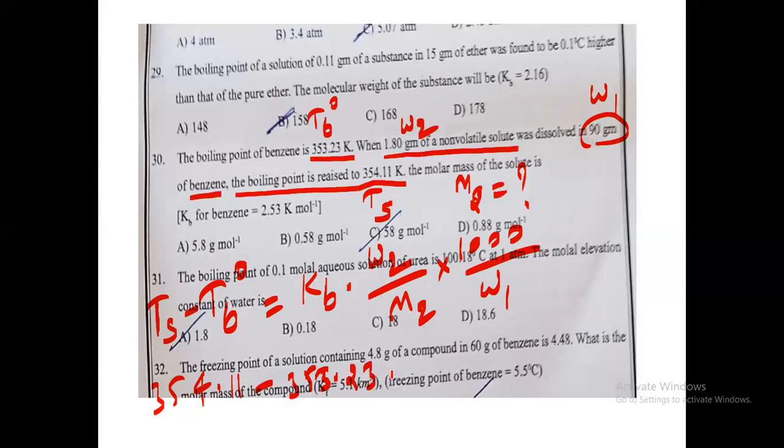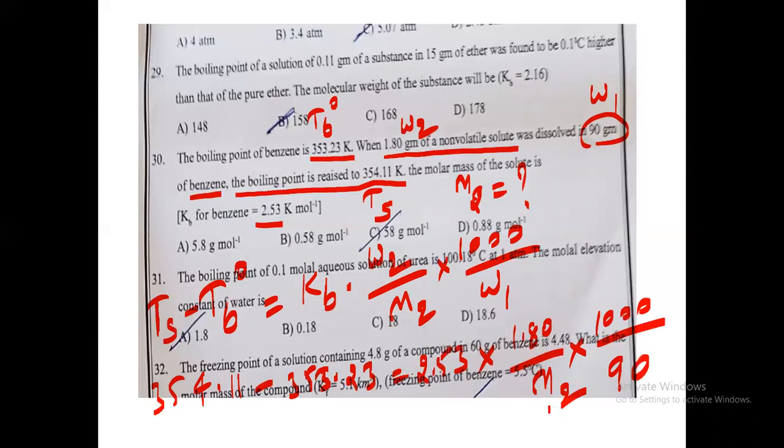353.23 Kelvin is equal to, KB value how much is given here? KB is 2.53, into weight of solute, which is 1.80, divided by gram molecular weight we have to calculate, into 1000 by weight of solvent, which is given as 90 grams. So all the values are given except M. So M2 is asked to calculate.